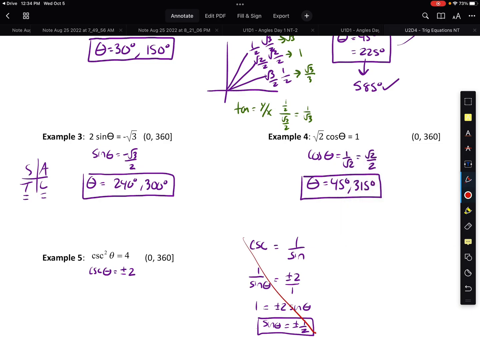Now, I never really do this method. There's nothing wrong with this method, but what I know is just that it's a flip. So if I change this from cosecant to sine, 2 flips becomes positive negative 1/2. So where do we have a sine value of 1/2? We have it in every quadrant with a reference angle of 30 degrees. All right, awesome.